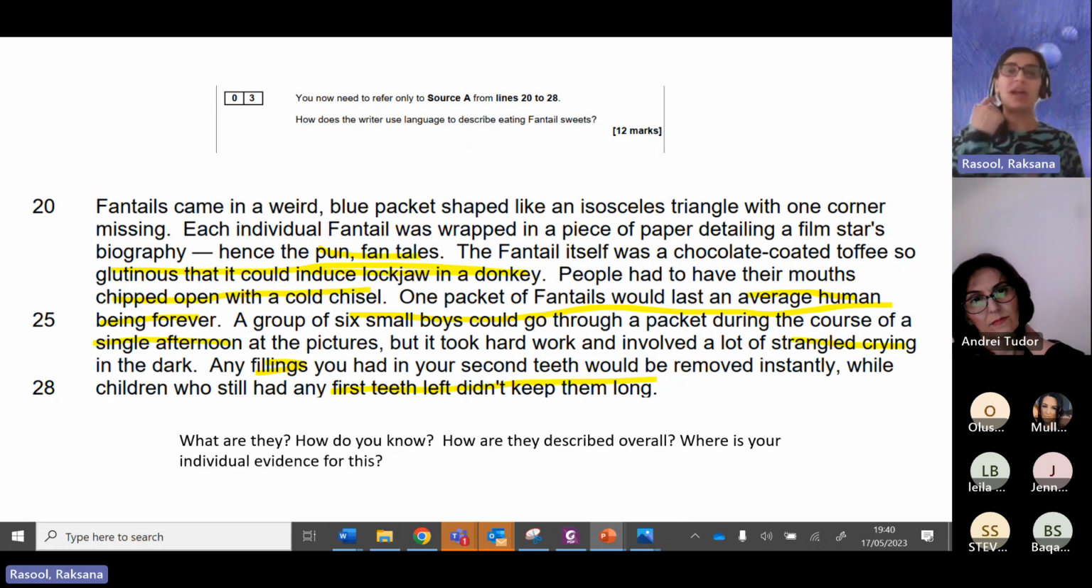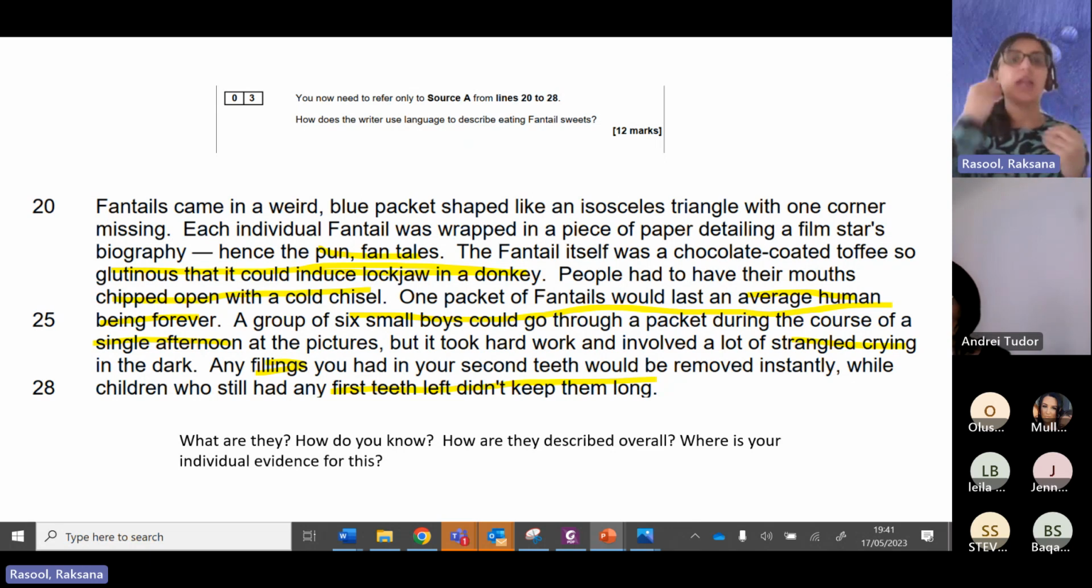So basically, we all have baby teeth when we're born, and they fall out. This is referring to the second teeth that we've got, our adult teeth. When you're eating your fantail sweet, some people have fillings, so they get holes in their teeth, and you go to the dentist and they have to fill them, and it's actually really painful. What it's saying is the fantail toffee is so hard and so sticky that it would pull out your fillings when you try to open your mouth.